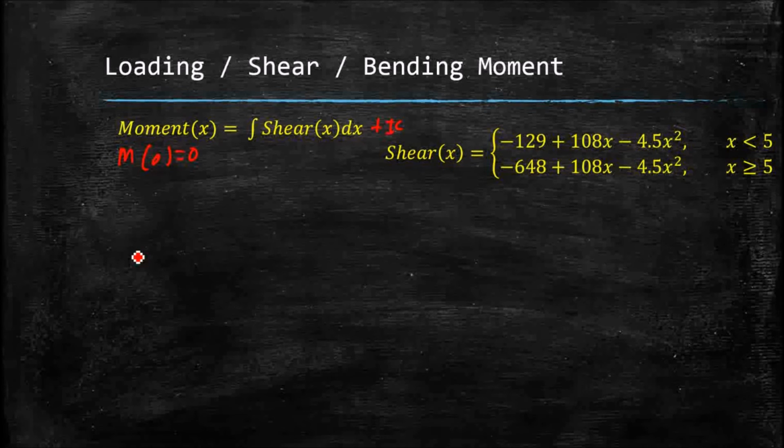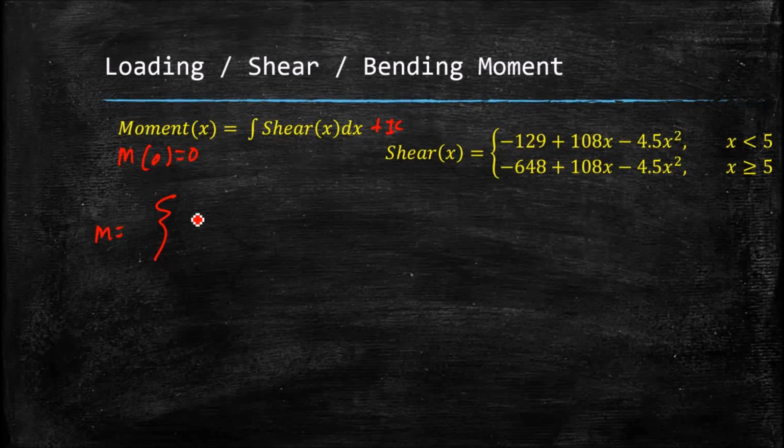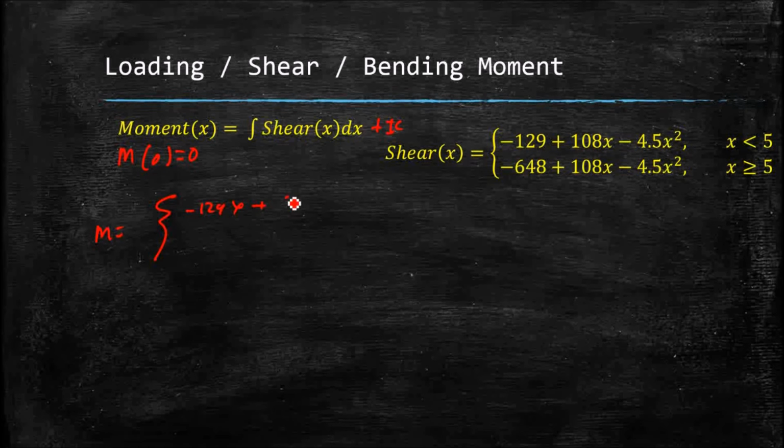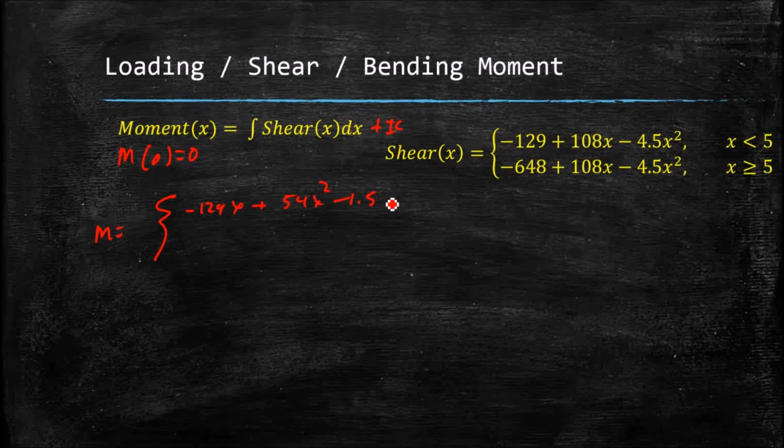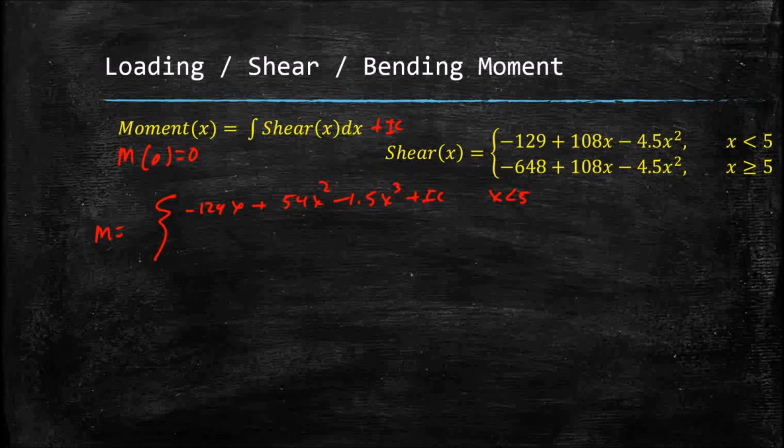So if we do the integration, and I'm just going to skip the intermediate steps, I'm going to say that my moment equals minus 129x plus 54x squared minus 1.5x cubed plus our initial conditions. This is for x less than 5. And you've seen this equation before. And we know that at x equals 0, our moment is equal to 0, so that initial condition is equal to 0, and I can just take that away, okay?